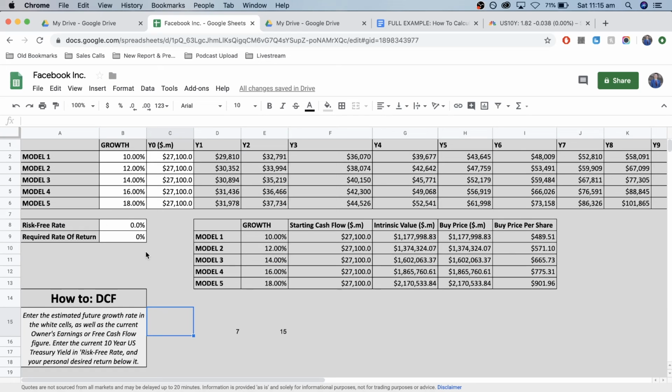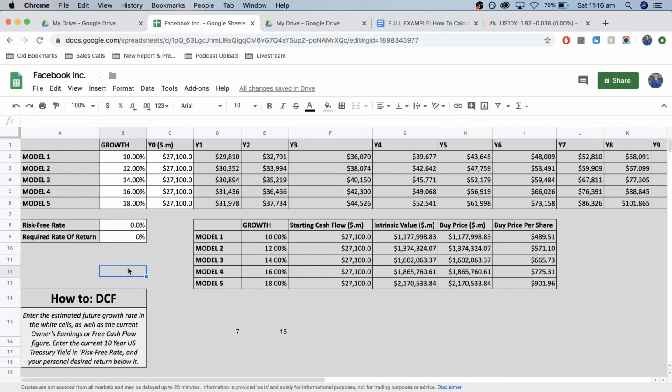Now, the next step in the intrinsic value calculations, once we have our starting cash flow of 27.1 billion and our growth rates ranging from 10% to 18%, is we need to estimate the discount rates. Now, for intrinsic value, we want to use the risk-free rate that an investor can achieve. Now, in theory, this doesn't exist. There's no such thing as completely risk-free.